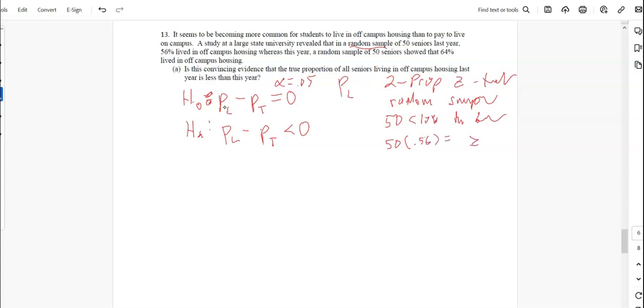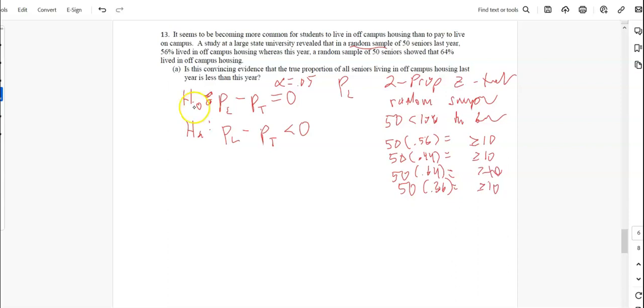Must be greater than or equal to 10. You type that in your calculator. 50 times 1 minus that, or 0.44, has to be greater than or equal to 10. And then 50 times 0.64, the second case, has to be greater than or equal to 10. And 50 times 0.36, or 1 minus 0.64, has to be greater than or equal to 10. So you type those in your calculator, make sure those are all good.